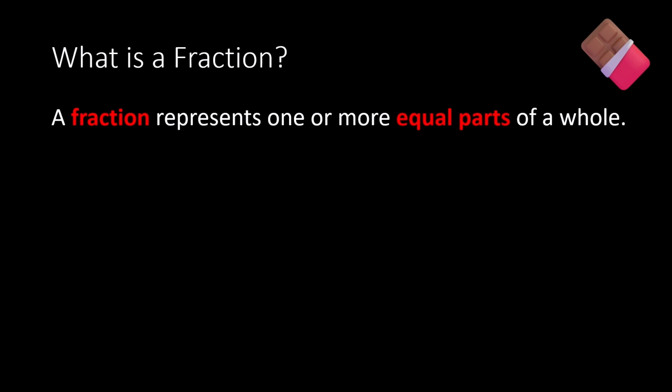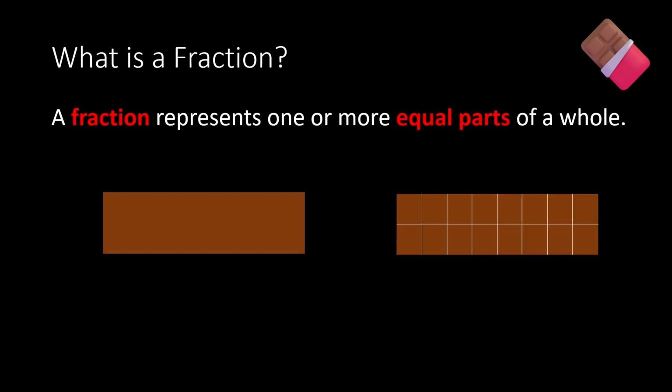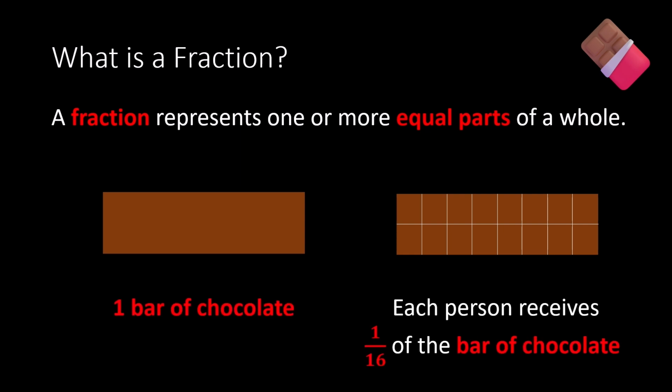Now imagine sharing a chocolate bar equally between 16 people. Each person receives 1/16 of the bar of chocolate. Fractions have special names. We read the numerator first, then we read the denominator. With practice, reading fractions becomes very easy. Let's take a look at some examples.